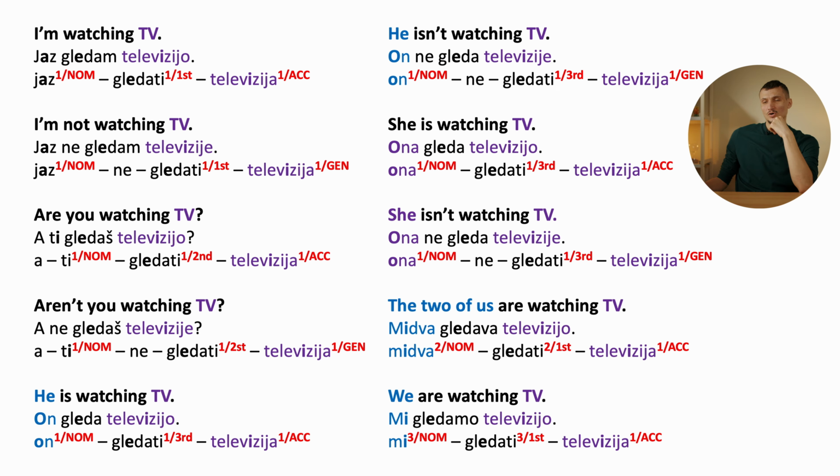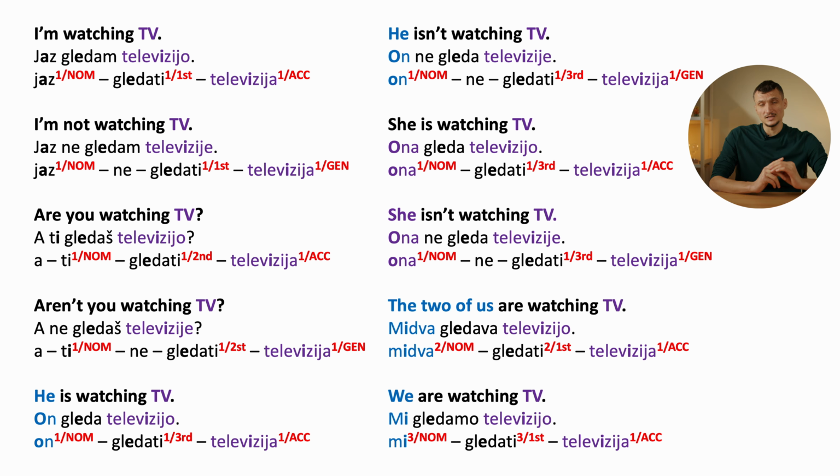And we are watching TV. Mi gledamo televizijo. So the point is not to focus on the gledam, gledaš, gledava, gledamo. We will cover all of those in future lessons. We'll cover both pronouns and verbs in a lot of depth. This is just to practice this format, to get into the habit of reading this third row or line where the grammar is broken down.